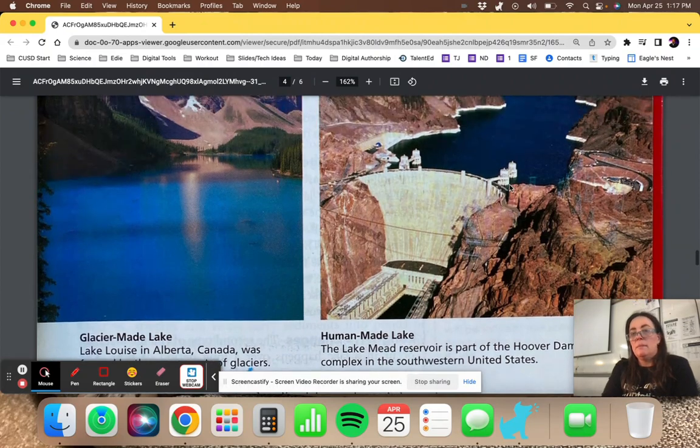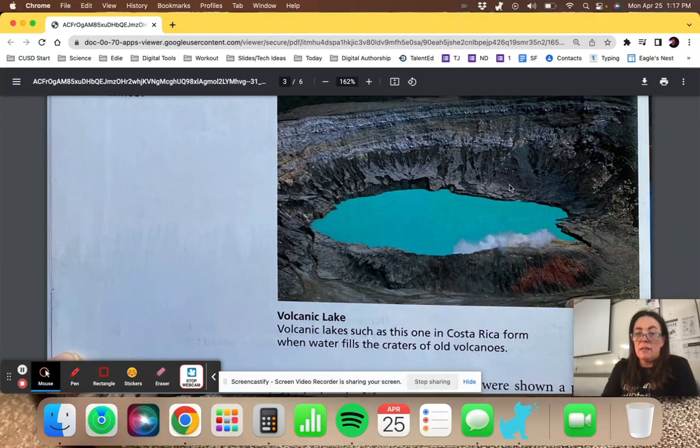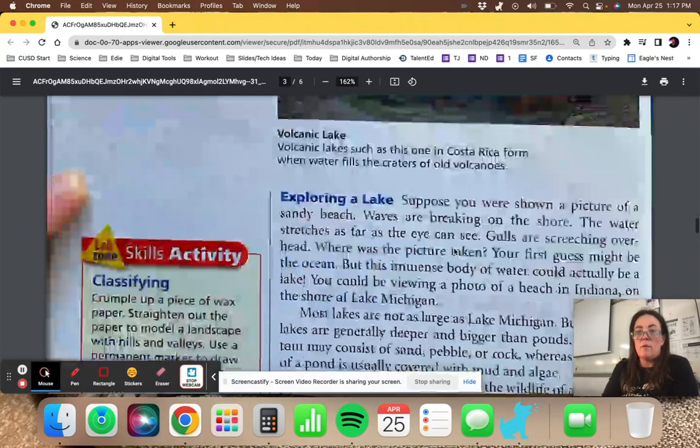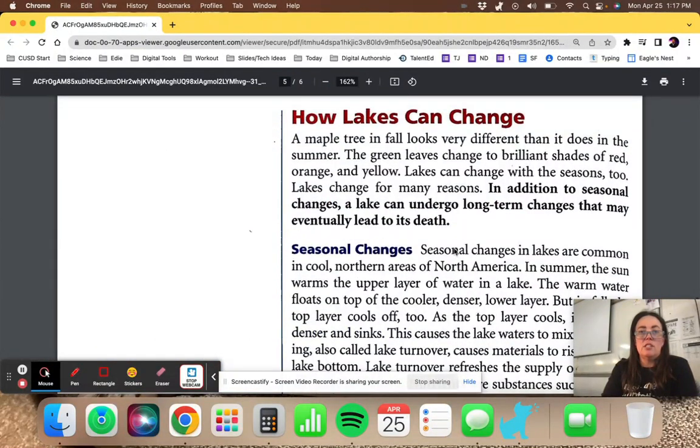This is Lake Mead, that is a man-made lake. And this is a volcanic lake in Costa Rica. So at the top of a crater, water is collected. Okay, going down here to how lakes can change.